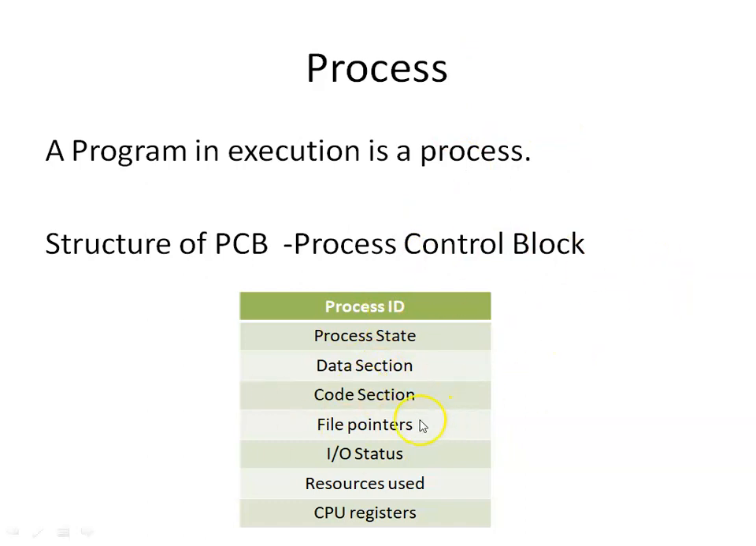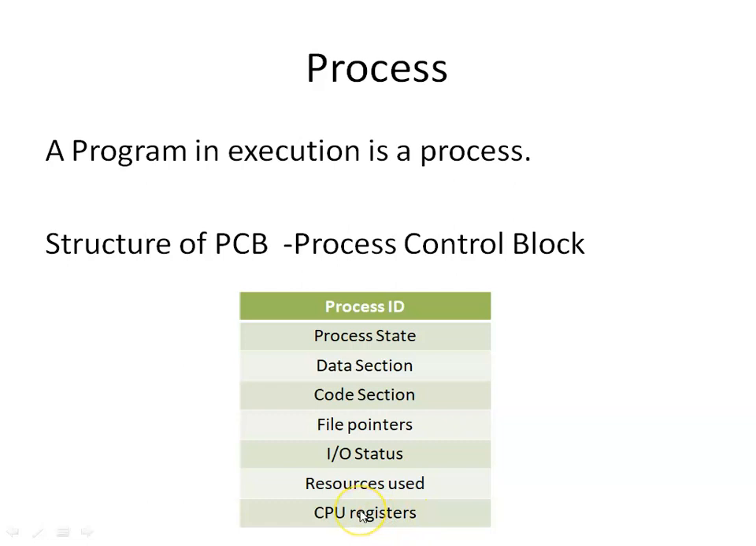Then we have the various file pointers that are associated with the process. Suppose in Word you have opened 6 files. All the 6 files, their pointers are maintained here so that we keep track of what all files have been opened by a given process. Then we have the IO status, that is whether the process is in line for any type of input-output operations and what is the status of that wait. Then we have the resources that are used by the process. A list is maintained for the resources that have been used and that will be used in the future.